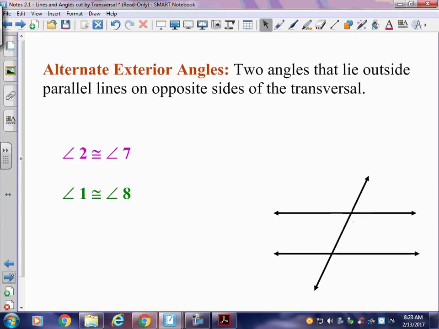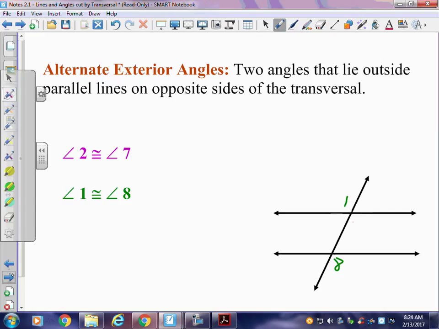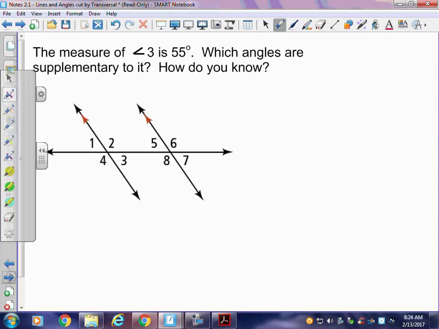So alternate exterior angles do the same thing. First, let's do the green one. I have 1 and 8, both look obtuse here. They're both outside. They're alternating on different sides of the line. And then we have 2 and 7 are on the outside, and 2 and 7 are alternating, but they're both acute. So that's how alternating angles work, is they're equal to each other, so they have to be on different sides of the transversal for that to happen.